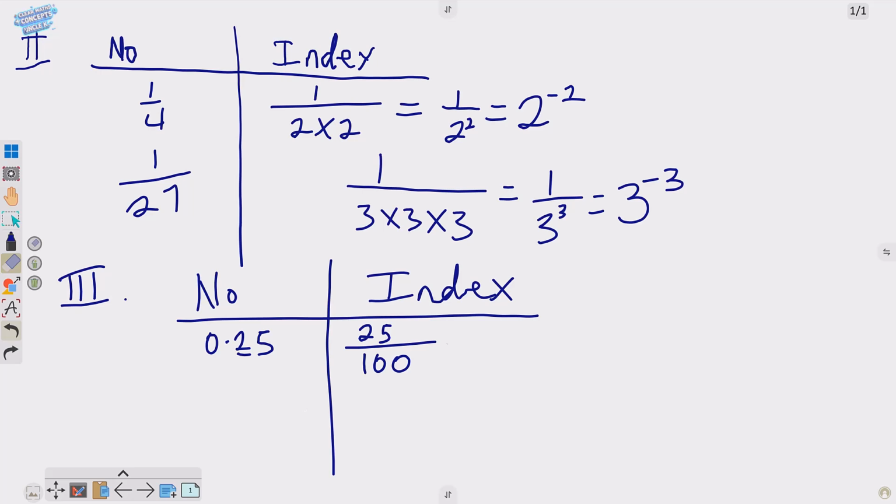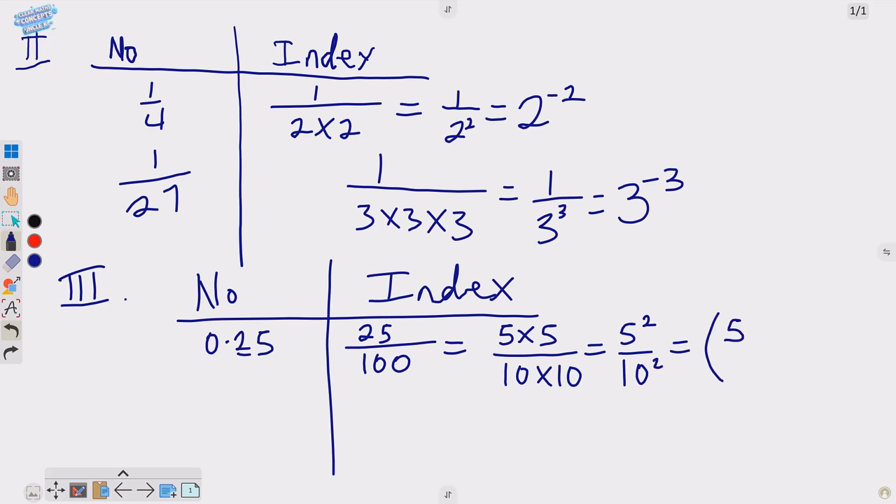So you now have 25 can be written as 5 times 5. 100 can be written as 10 times 10. That will be 5 raised to power 2 over 10 raised to power 2. So this will be 5 over 10 raised to power 2. You get? So in index form, that's how it's going to be. So you have 1 over 2 raised to power 2. Or what you could do is you could just say 25 in 100 is 1 in 4, right? So you could also do that as well.